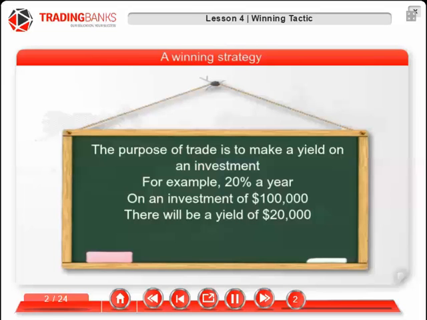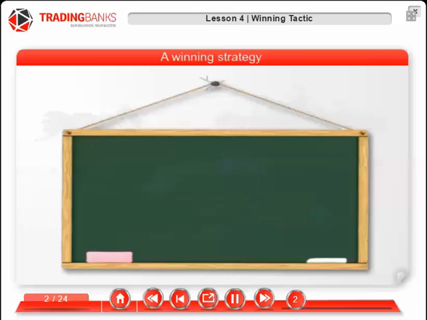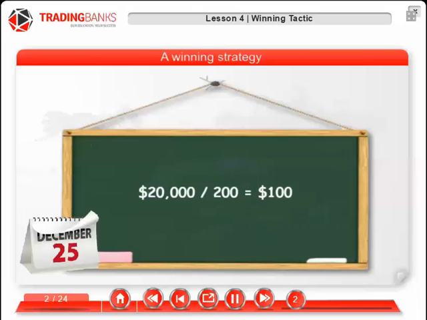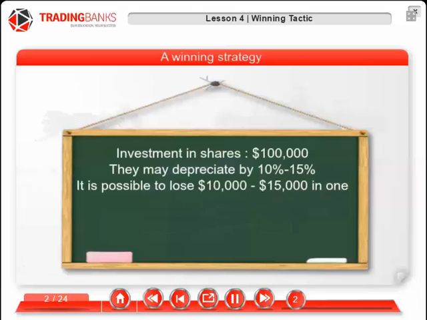Now let's do some calculating and examine how much one would have to profit a day. Not considering weekends and holidays, we arrive at 200 active and full trading days. In other words, we have to make $100 a day. If you invested $100,000 in stocks, and theoretically stocks can fall 10 to 15% in a day, we've seen it happen lately, it would mean that you're risking $10,000 to $15,000 a day in the stock market in order to profit $100 a day.